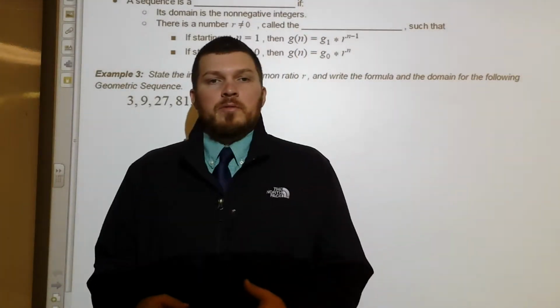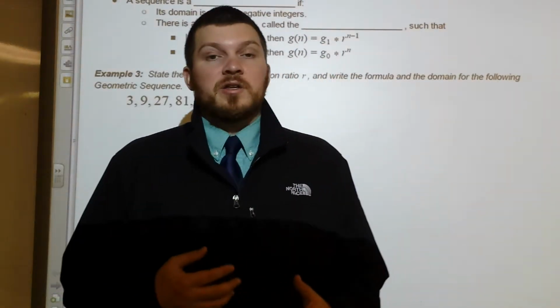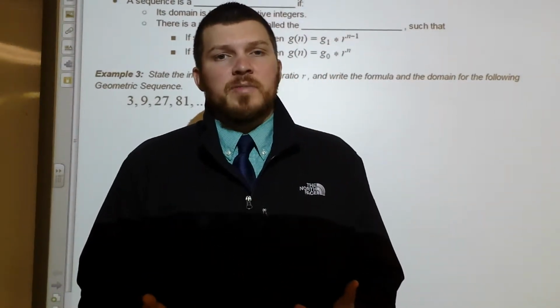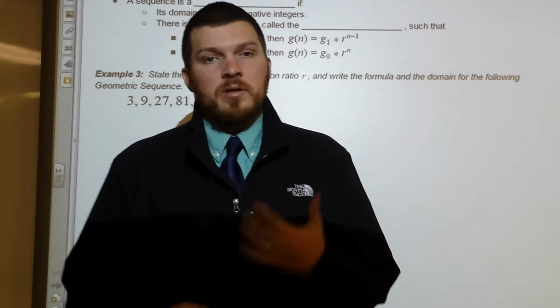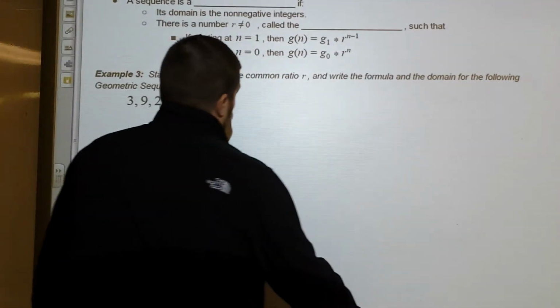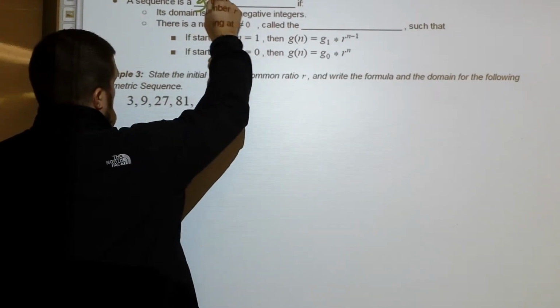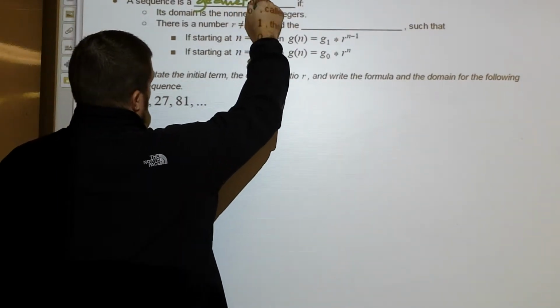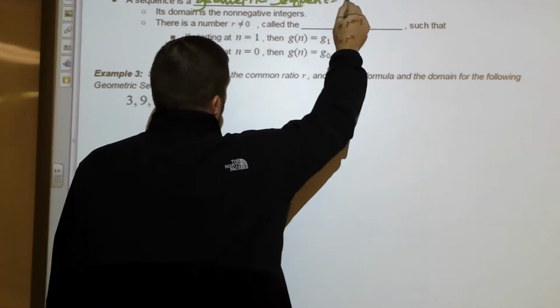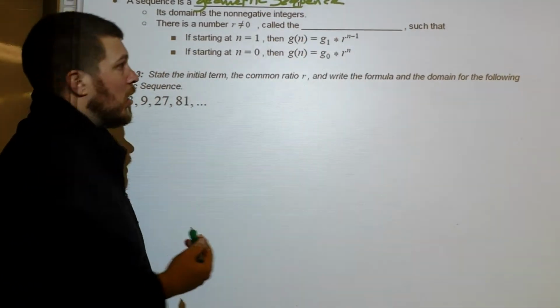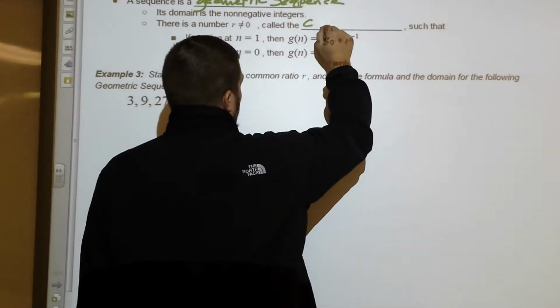Okay, so in this video we're talking about a special type of sequence called a geometric sequence. Pretty much a geometric sequence is any sequence that has a common ratio. So a sequence is geometric if there's a number r called a common ratio.